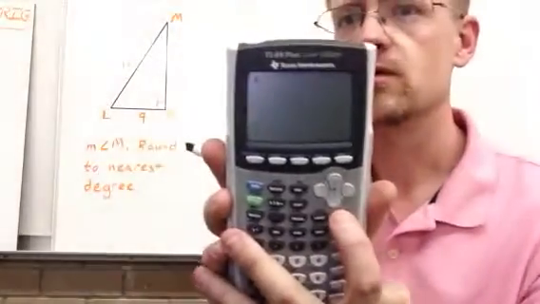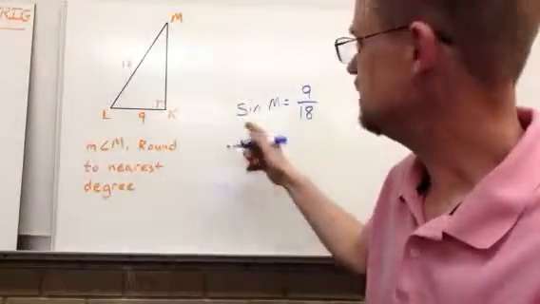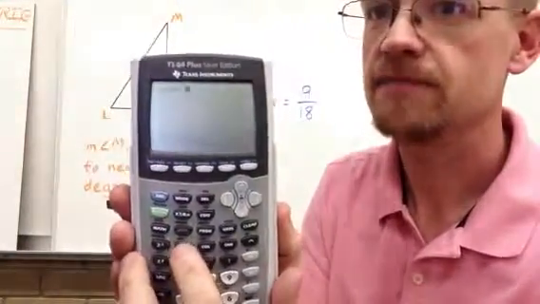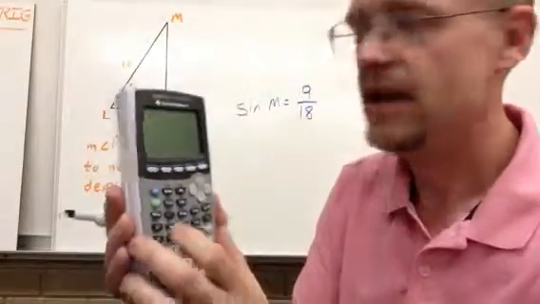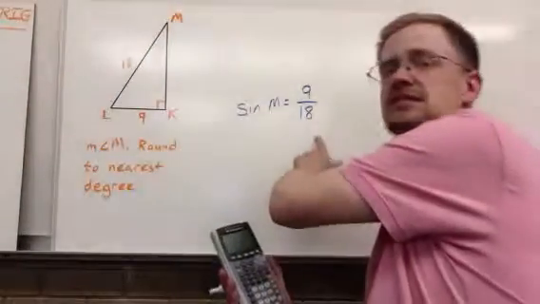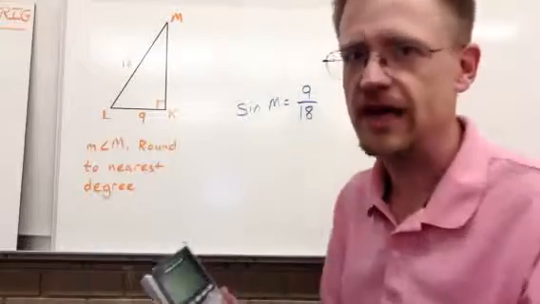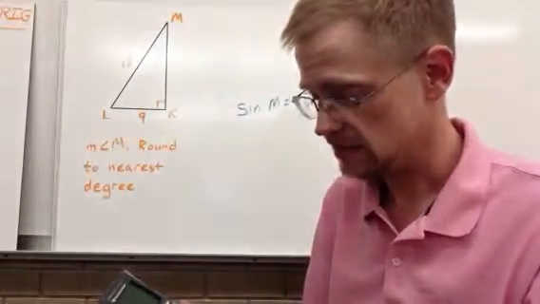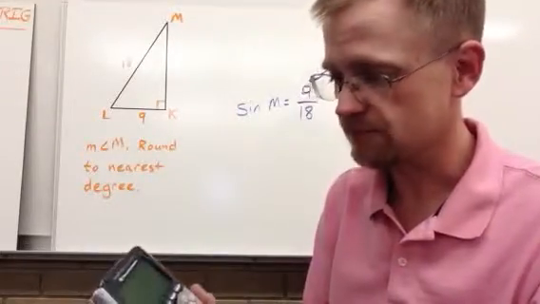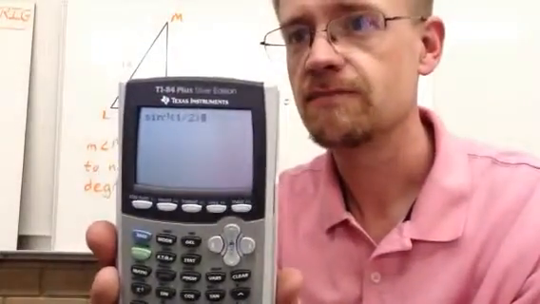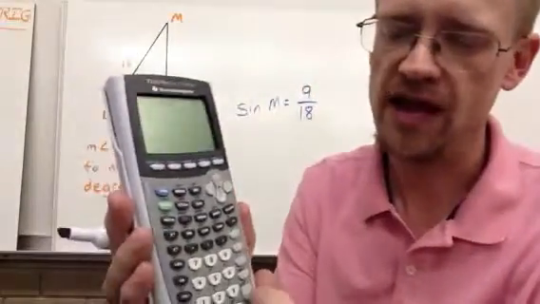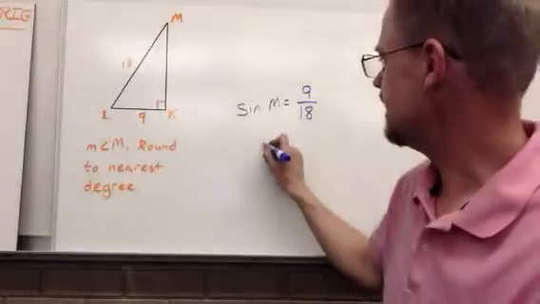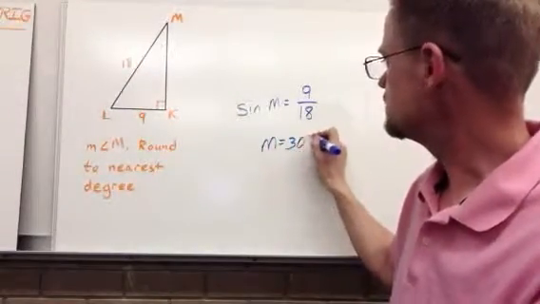So let's do that real quick. We're going to plug in the inverse of sine, which is second and sine. And now we're going to plug in, you could plug this in as 9 over 18. You could simplify it to 1/2. You could plug it in as 0.5. It doesn't matter in this case. But you will find problems where simplifying it might make it much easier. So we're just going to do the inverse sine of 1/2. We hit enter. 30 degrees. So this tells us that angle M is 30 degrees.